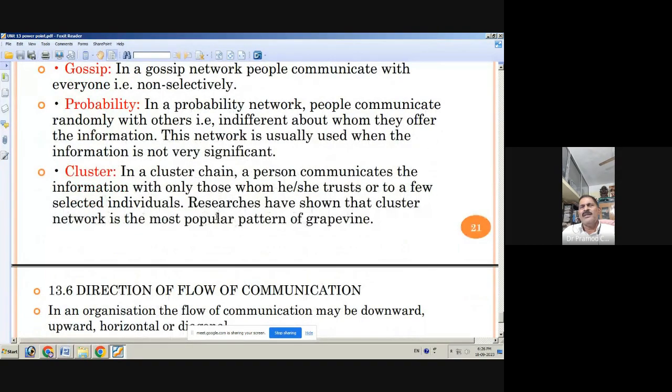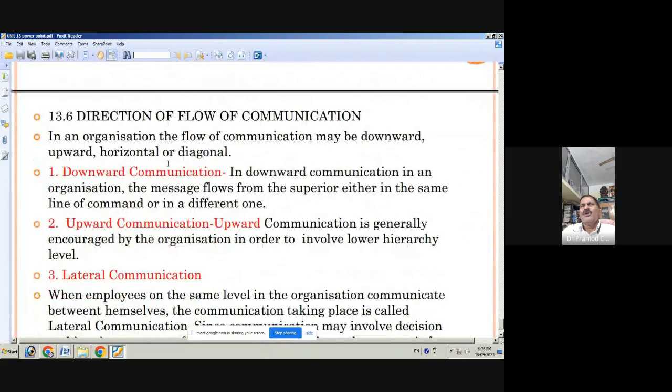Cluster, you know that it is one type of chain. A person communicates the information only through whom he trusts, to whom he believes. Then automatically he will have to select the individual, and research is also going on how it will become more popular. Then automatically the direction of the communication we will also have to fix.